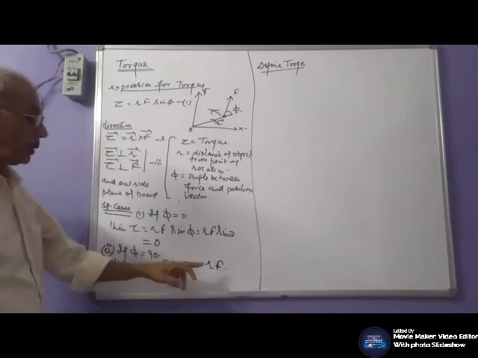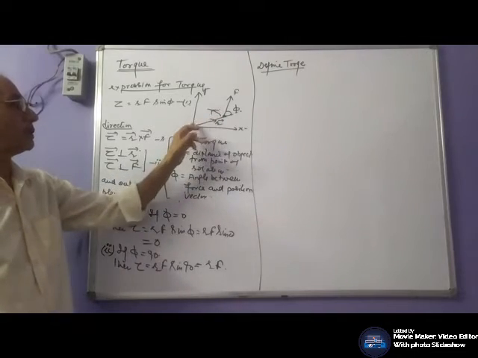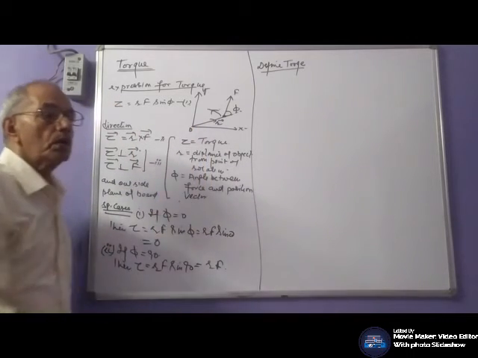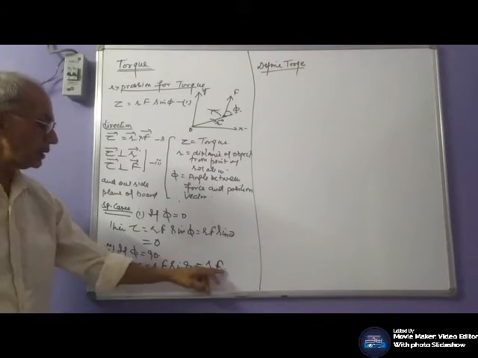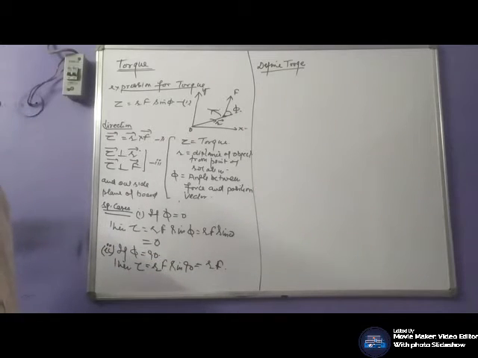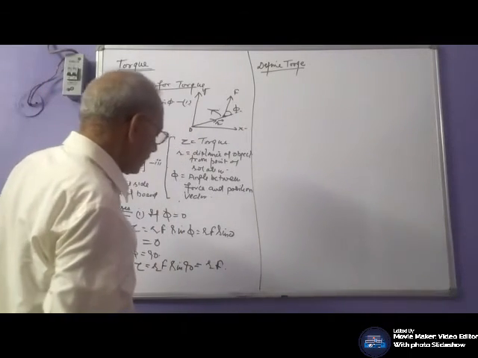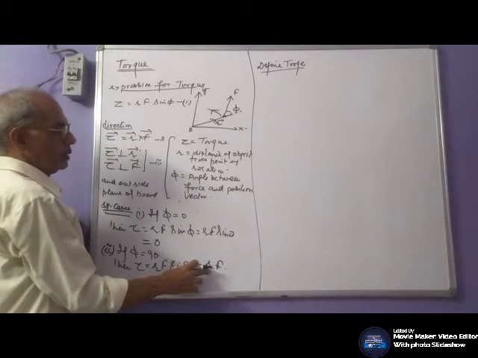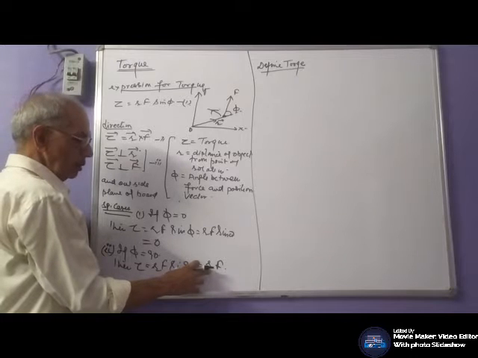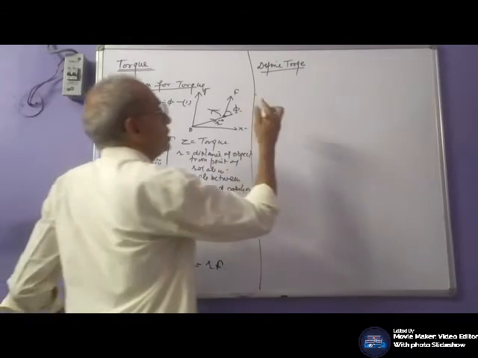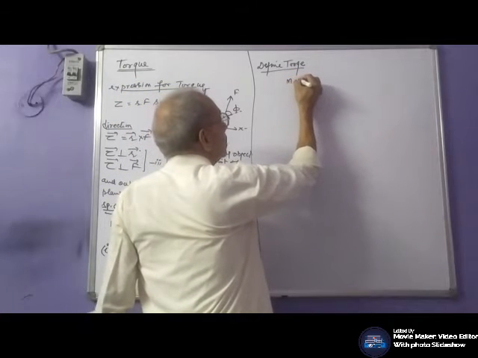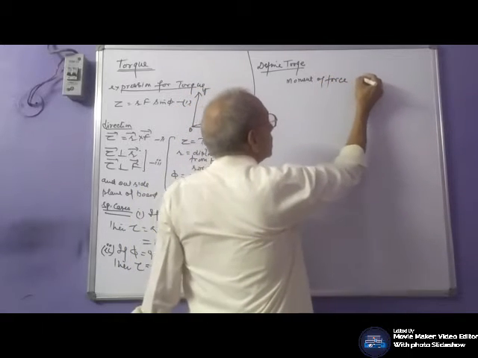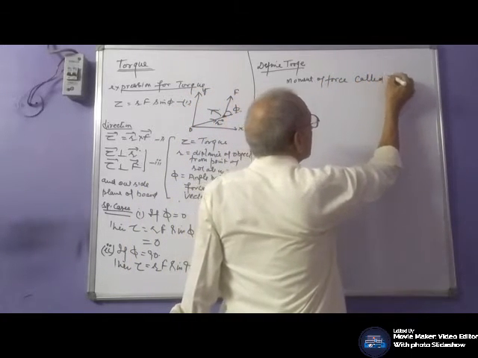So R becomes the perpendicular distance of the object from the point of rotation. If this is the expression, then R becomes the perpendicular distance. When R becomes the perpendicular distance, it is called moment of force. So this is the definition. Moment of force is called torque.